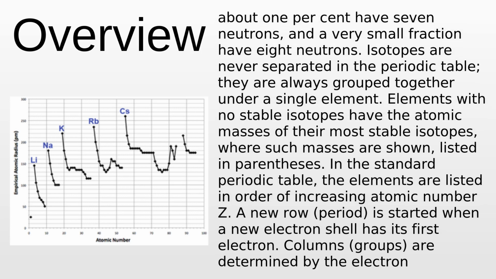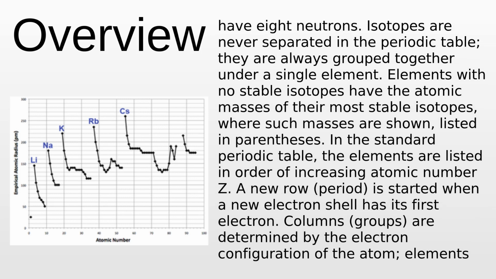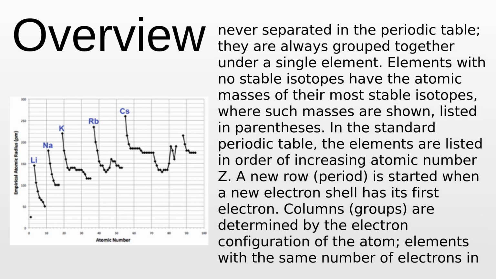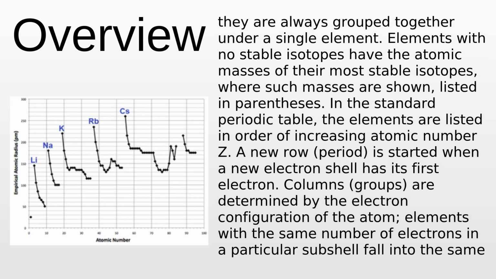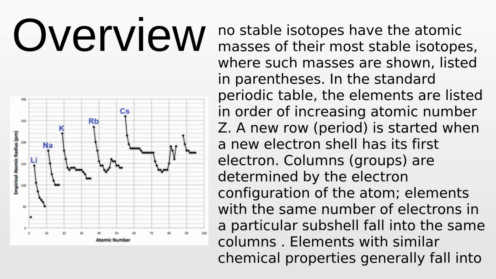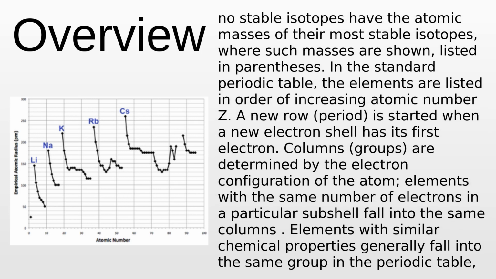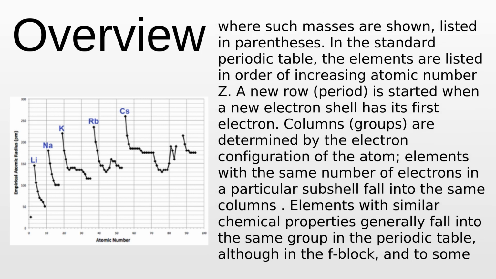Isotopes are never separated in the periodic table. They are always grouped together under a single element. Elements with no stable isotopes have the atomic masses of their most stable isotopes, where such masses are shown, listed in parentheses. In the standard periodic table, the elements are listed in order of increasing atomic number Z.